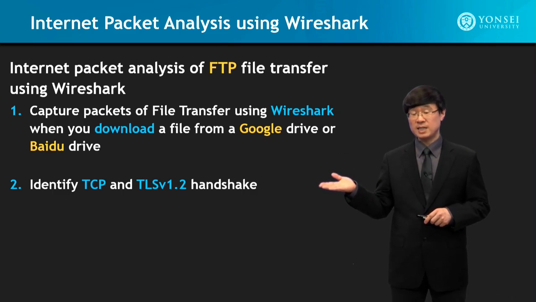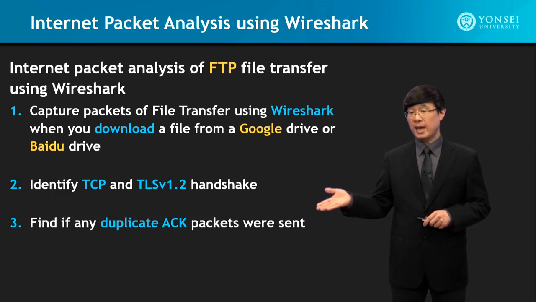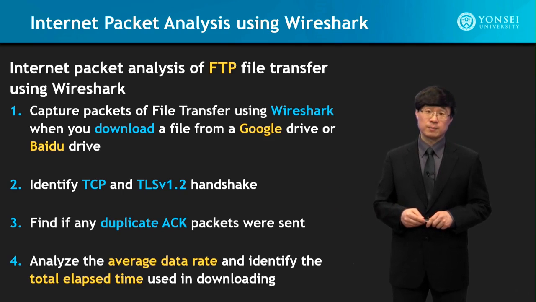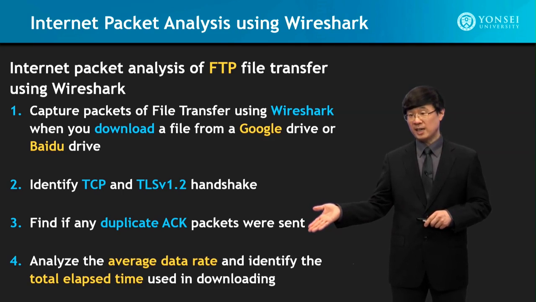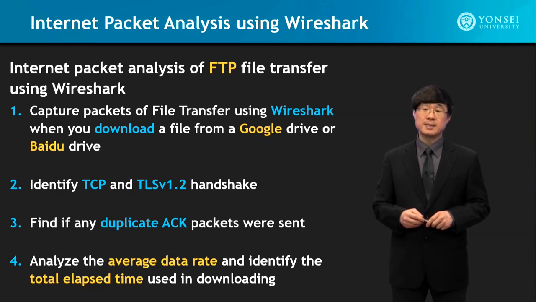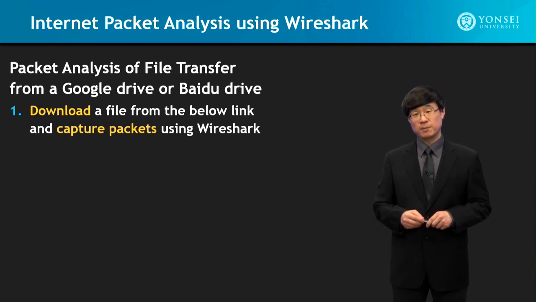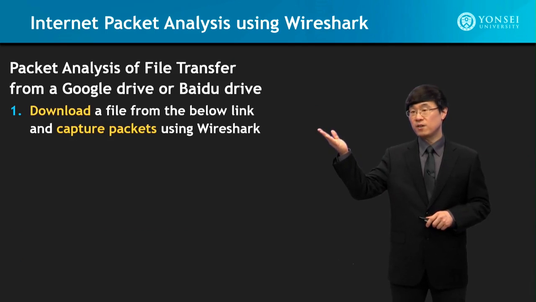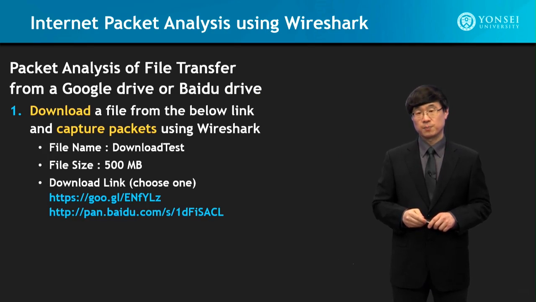You're going to identify TCP and TLS version 1.2, their handshake processes, and you're going to see if any duplicated ACKs have occurred. In addition, we're going to analyze the average data rate and identify the total elapsed time in the downloading. We're going to start with downloading a file from the below link and capture packets using Wireshark.